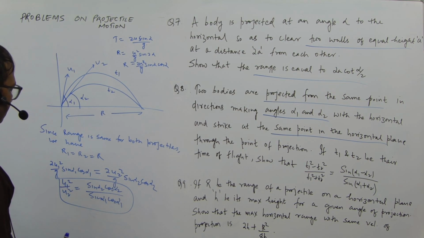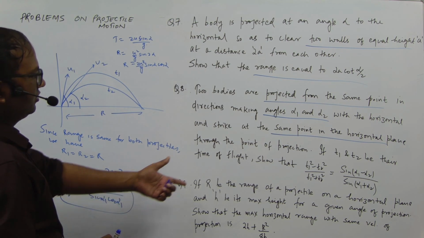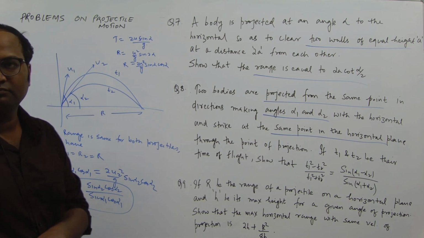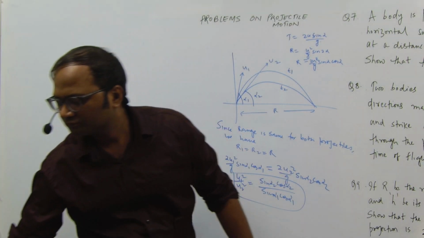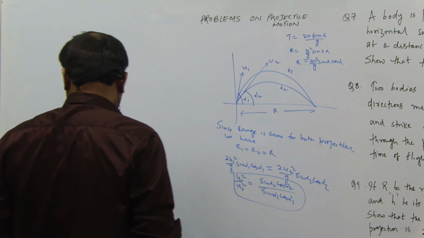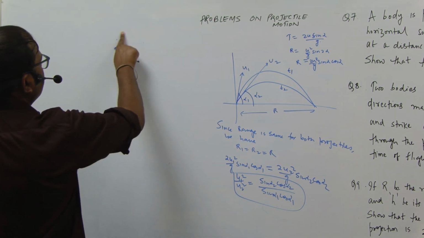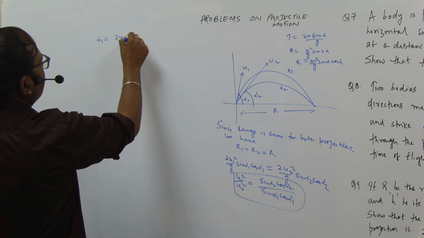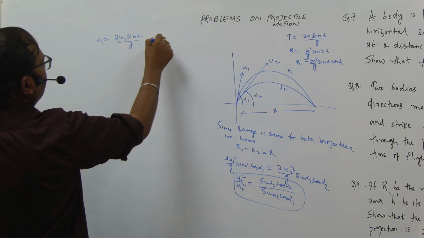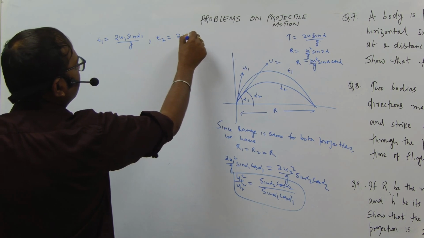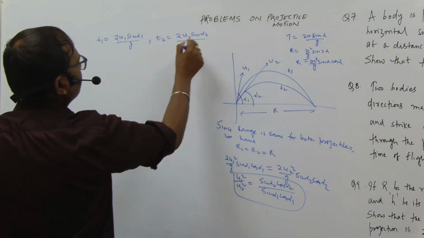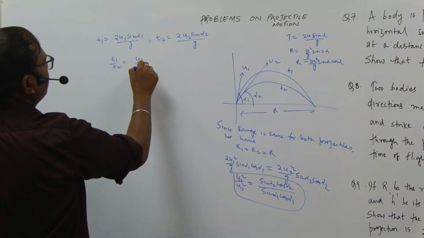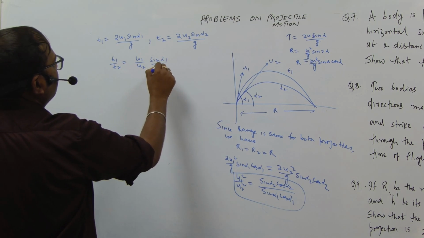Okay, so now let us find the time. We have T1 and T2 as the times of flight. The T1 and T2 are not the same. So we have T1 is equal to 2 U1 sine alpha 1 upon G and T2 is equal to 2 U2 sine alpha 2 upon G. So we have T1 upon T2 is equal to U1 upon U2 into sine alpha 1 upon sine alpha 2.